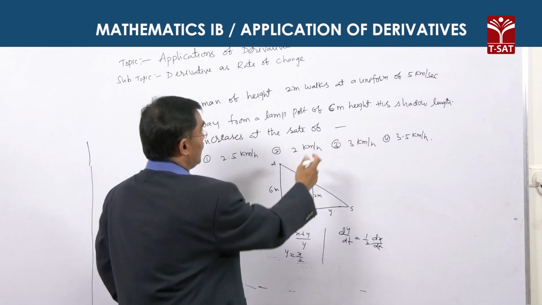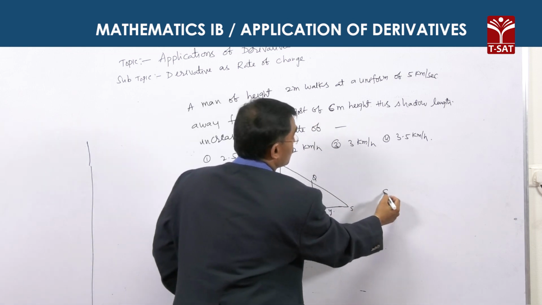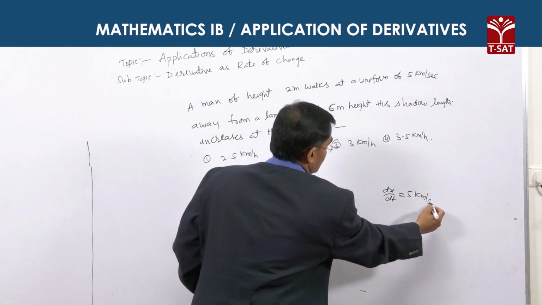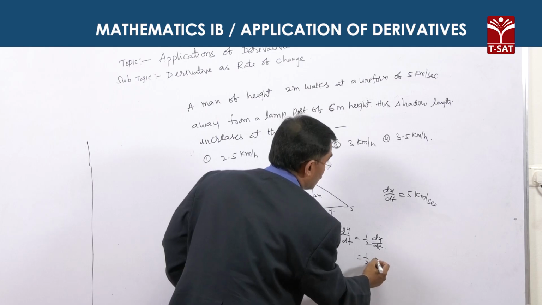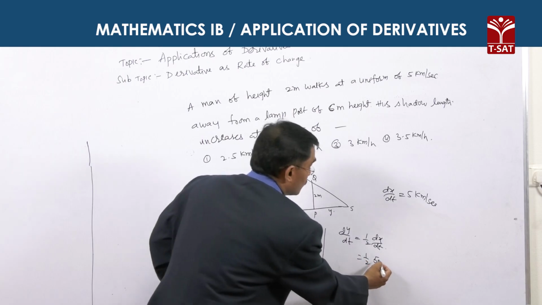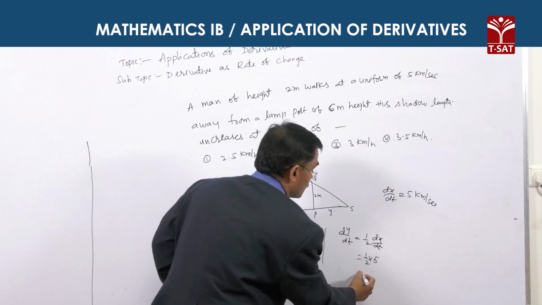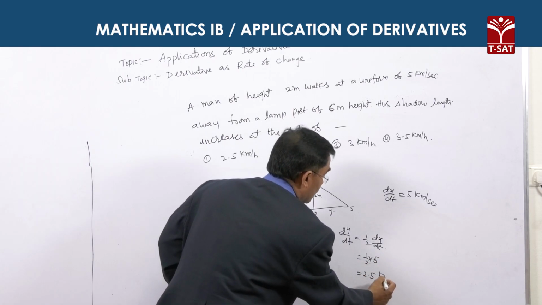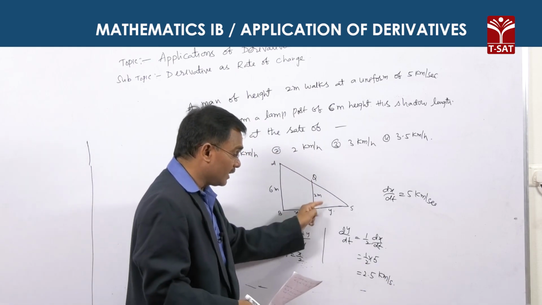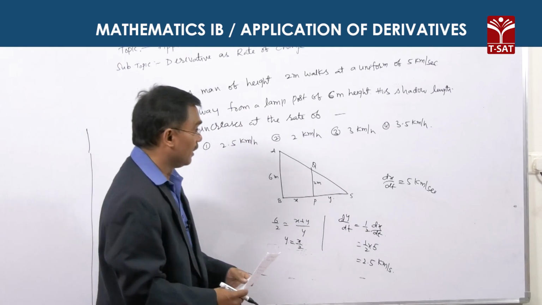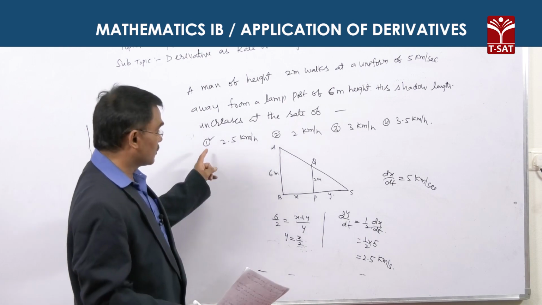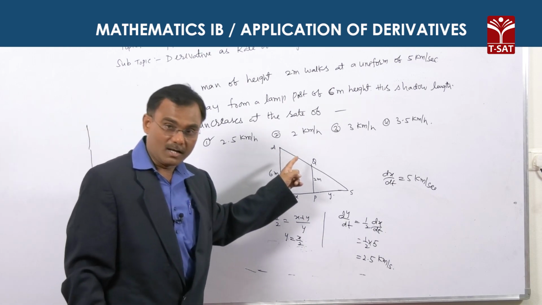What is dx by dt? Given dx by dt is equal to 5 kilometers per second. So the value is 1 by 2 into 5 kilometers per second, which implies 2.5 kilometers per second. Y is the shadow, so the rate of change in shadow is 2.5 kilometers per hour. Therefore the required answer is 2.5 kilometers per hour.